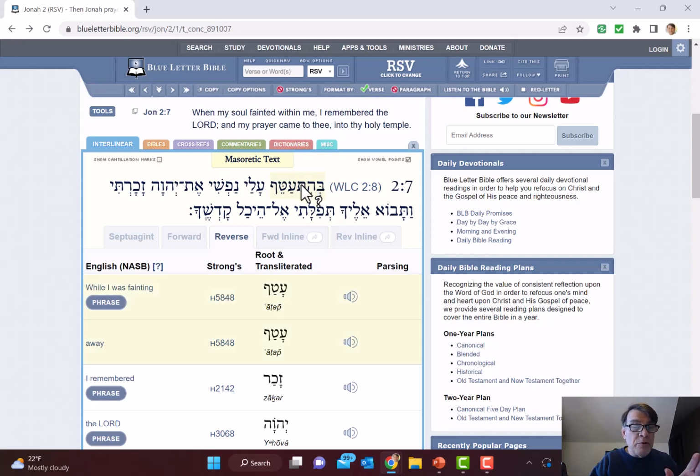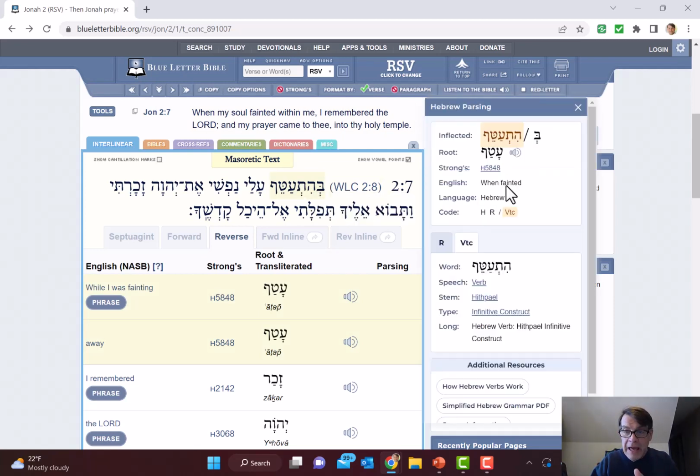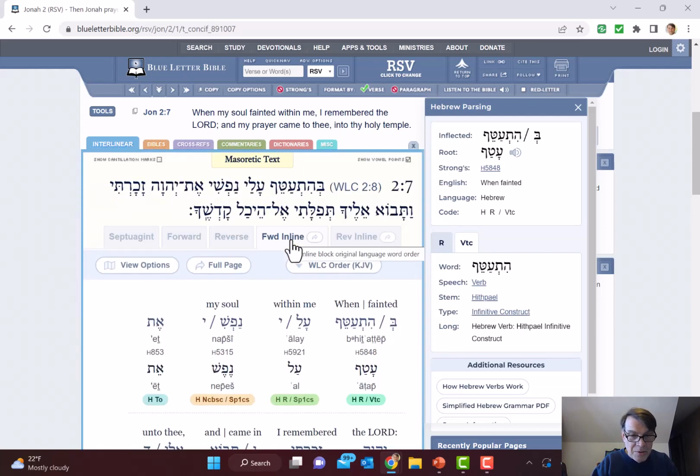There are some new features of Blue Letter Bible that are pretty exciting to me. One is you can click on the word and it will do the analysis. So here it's telling you that it has the preposition on it, and that it has this. It'll even pronounce the base word. And then down here it tells you the analysis. It tells you it's Hithpa'el. It tells you it's an infinitive construct. This inline thing here is pretty neat too, where it does the kind of interlinearbible.org analysis as well.